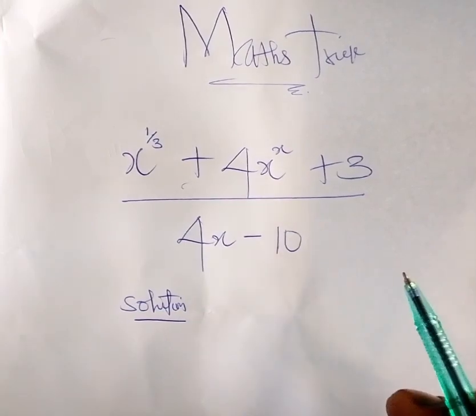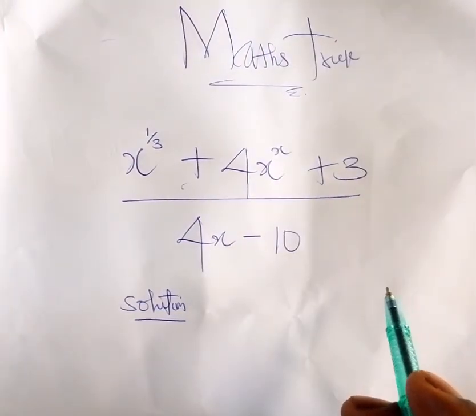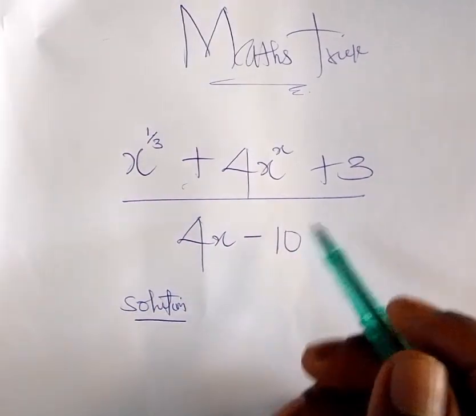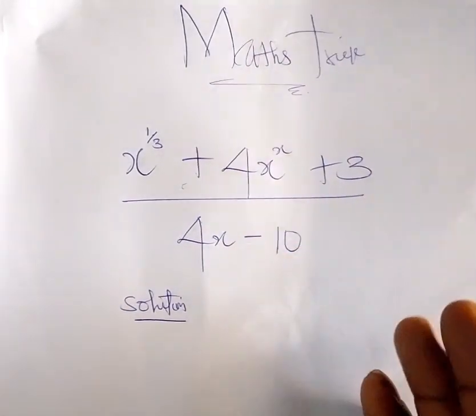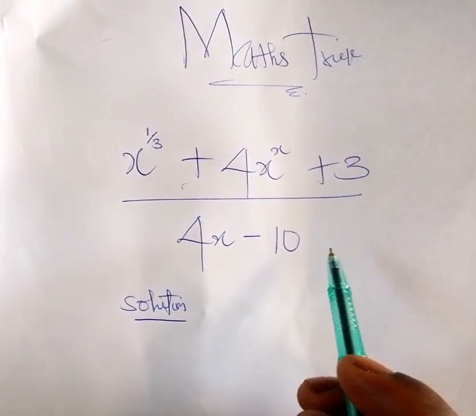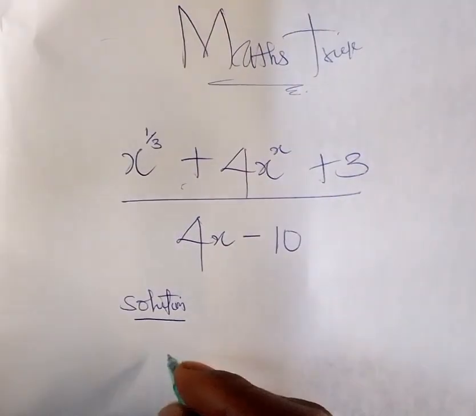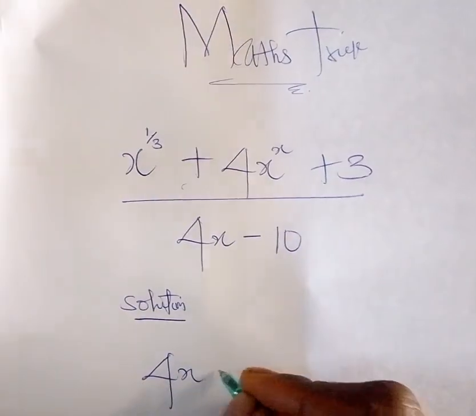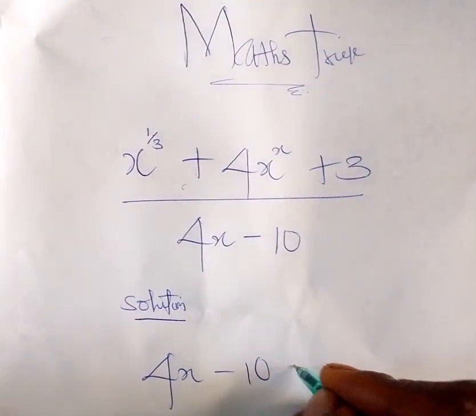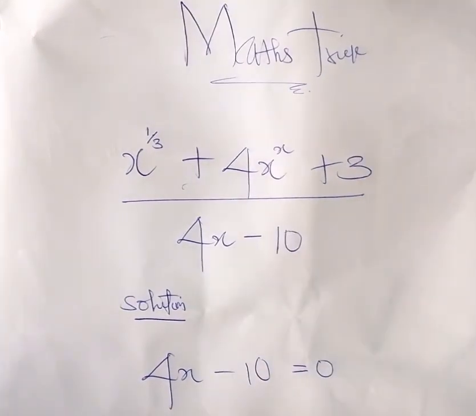So how do we solve this? Very simple. Let's disregard the numerator. So when we are talking about an undefined fraction, we disregard the numerator and equate the denominator to 0. So to do that, we have 4x minus 10 equal to 0.